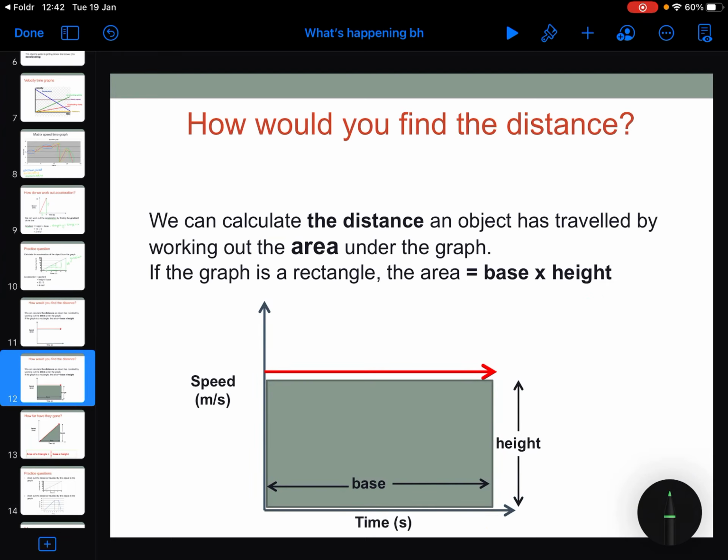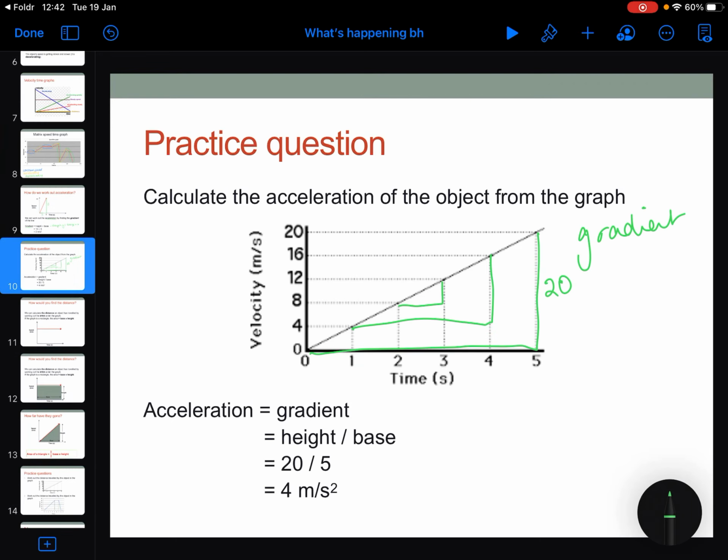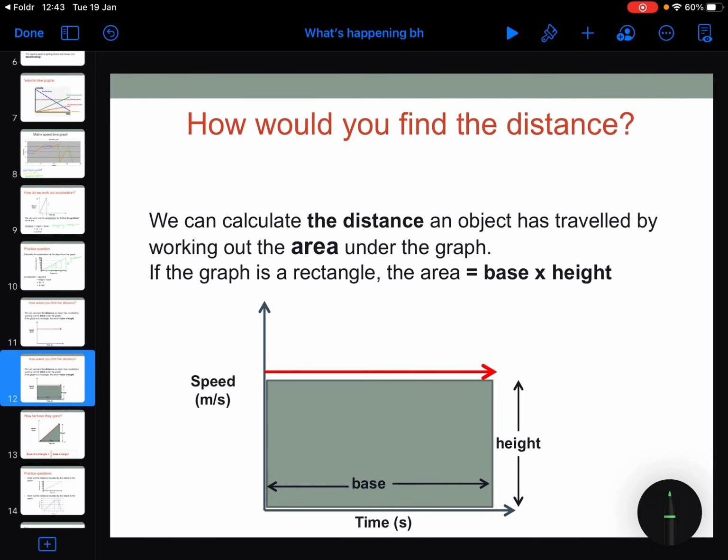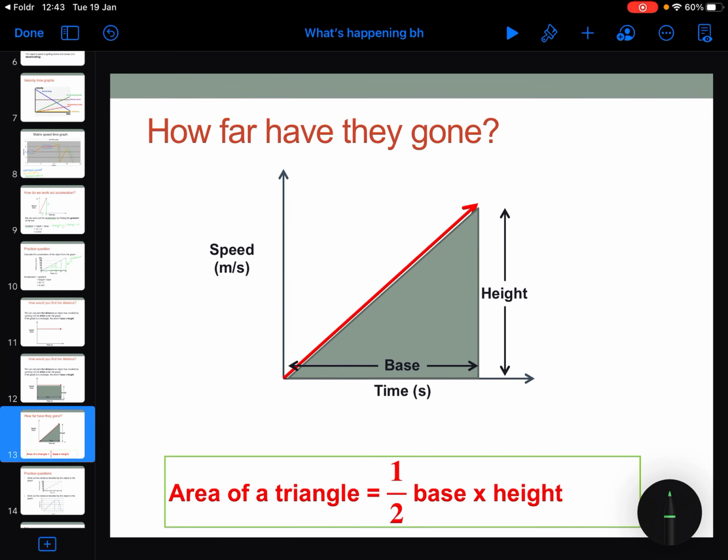However, some speed time graphs don't look like that, do they? They look like this. They're a triangle shape. So you can't just do base times height. Can you remember how you work out the area of a triangle? Some people may remember it as base times height divided by 2, or half base times height. So again, let's assume you had this graph. So if you can pause the video and make notes on this, and then I'll explain it a little more.